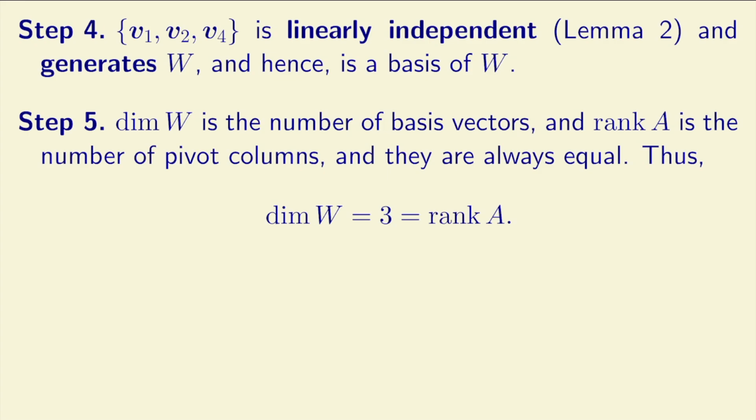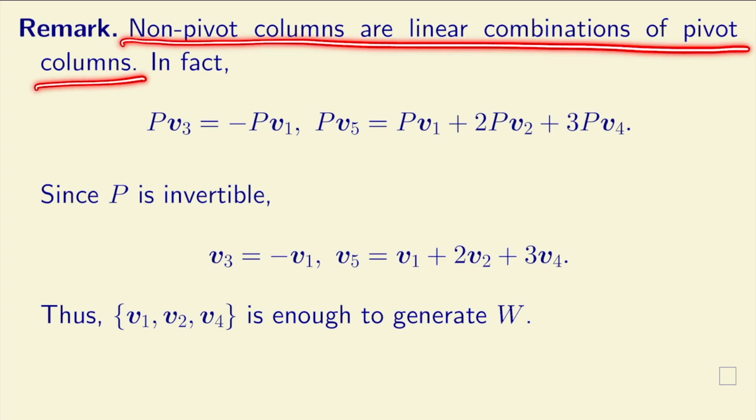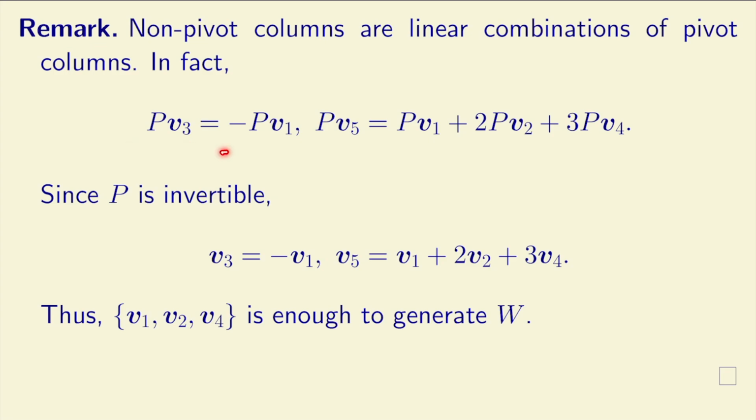Perfect. The next page is a remark that really helps with the intuition. Oh, right. The non-pivot columns are just linear combinations of the pivot columns. So Pv3 equals negative Pv1, and Pv5 equals Pv1 plus 2Pv2 plus 3Pv4. And since P is invertible, we can say the same for the original vectors. v3 equals negative v1, and v5 equals v1 plus 2v2 plus 3v4. That's why we don't need them in the basis. Exactly. They're redundant. We don't need them to generate the space. The basis is the smallest set that can do it.